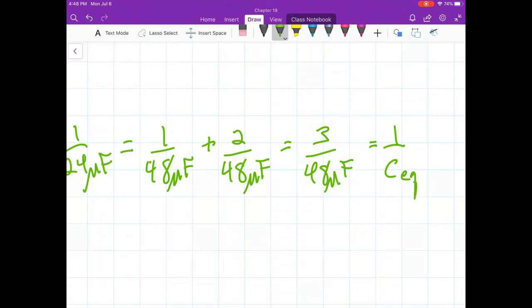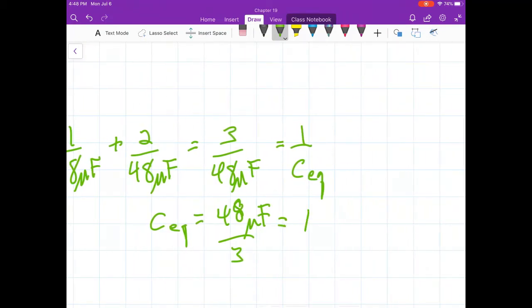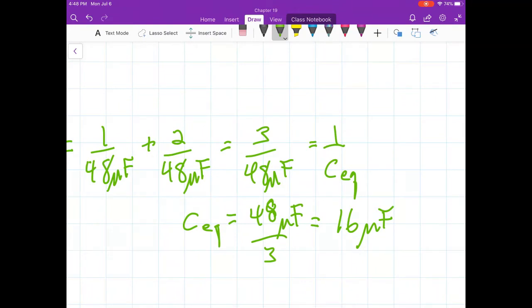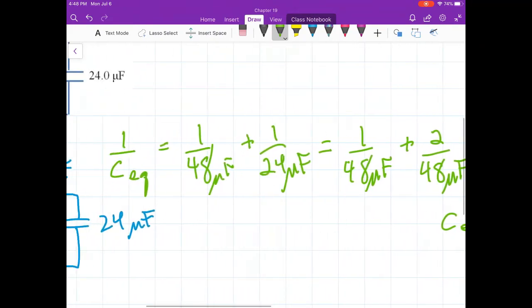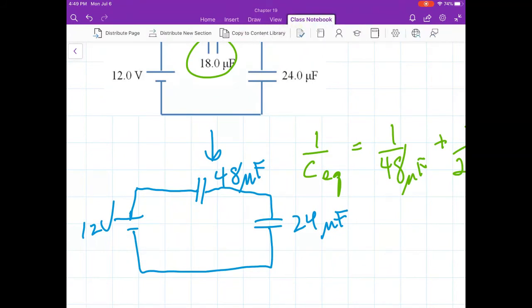So we have to invert it. We invert it, and CEQ is going to be 48 microfarad over 3, which is 16 microfarad. I set it up so I could do the whole thing without a calculator, but on a test, you can use a calculator. 16 microfarad.